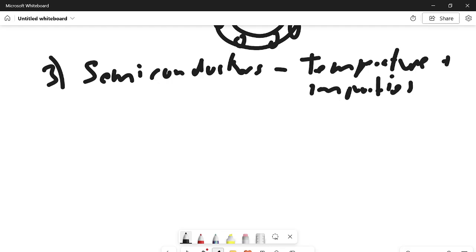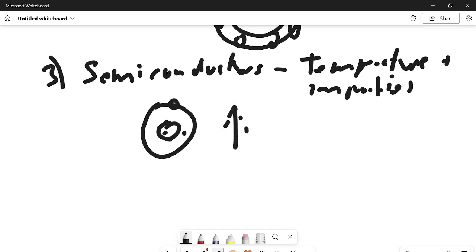So what does this mean? It means basically that below a certain temperature, all of the electrons are stuck in the valence shell. They're not free like in a conductor. But once the temperature rises high enough, it means that the electron can gain enough energy to leave its orbit and become free. What about impurities?